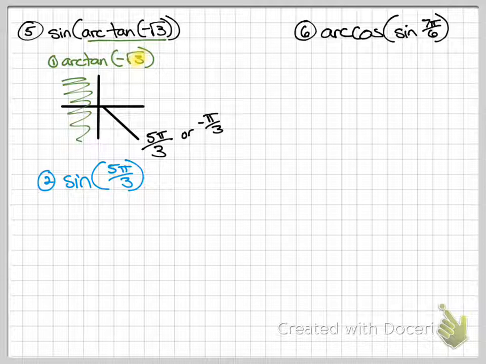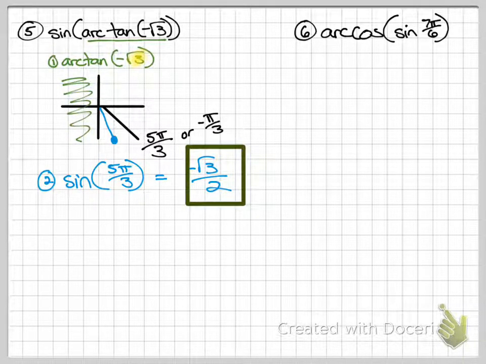Maybe you need to draw a unit circle, maybe you don't. I mean, this is drawn a little more to scale. The sine value, the y value right there, is negative root 3 over 2. That's the answer to the entire question. Notice if it starts with a trig function, the answer is a value. Pause the video and try number 6.